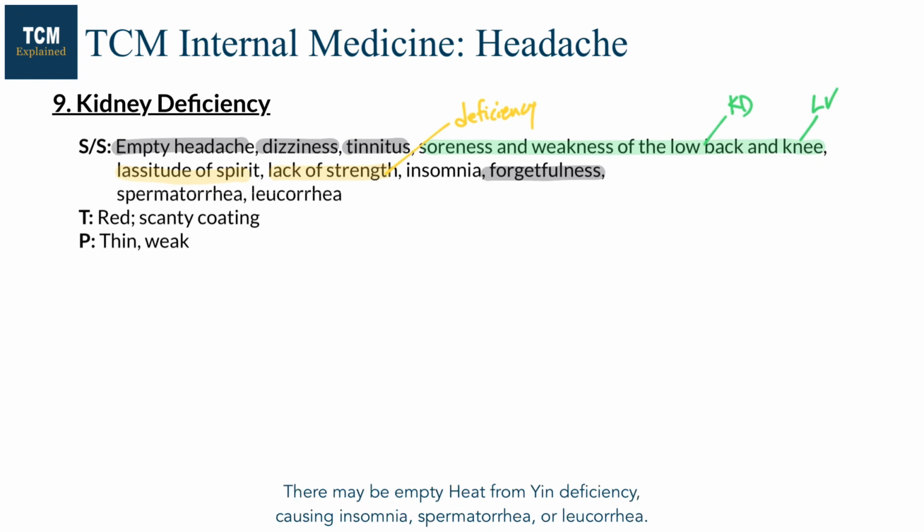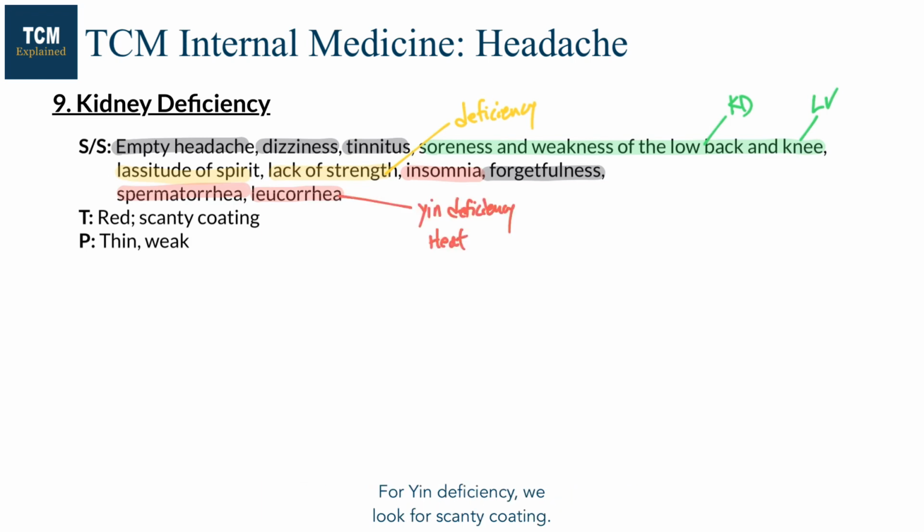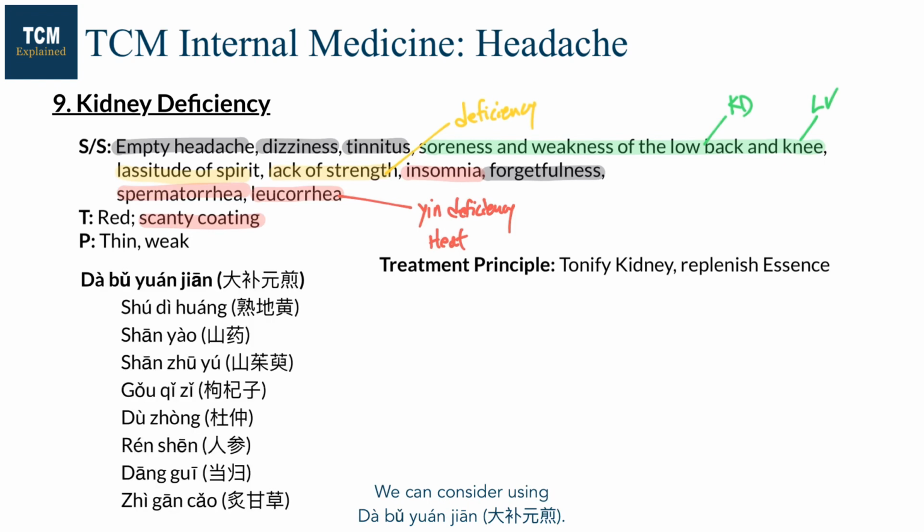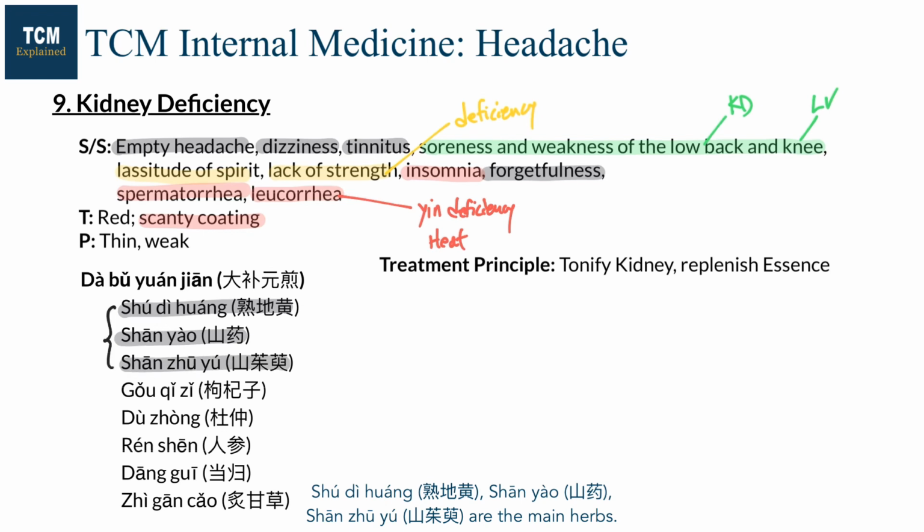There may be empty heat from yin deficiency, causing insomnia, spermaturia, or leukorrhea. For yin deficiency, we look for scanty coating. Treatment principle is to tonify kidney and replenish essence. We can consider using 大补元煎. 熟地黄, 山药, 山茱萸 are the main herbs.